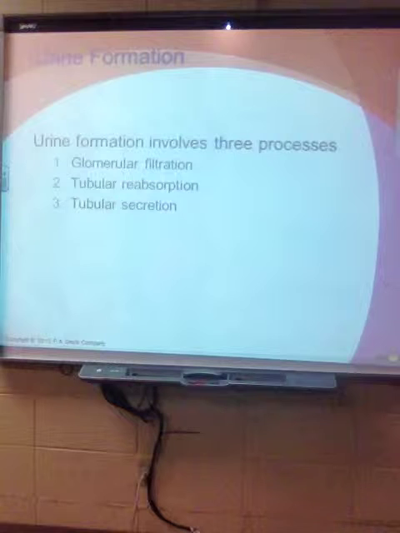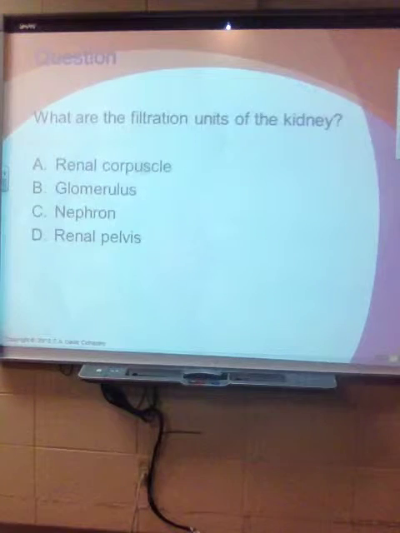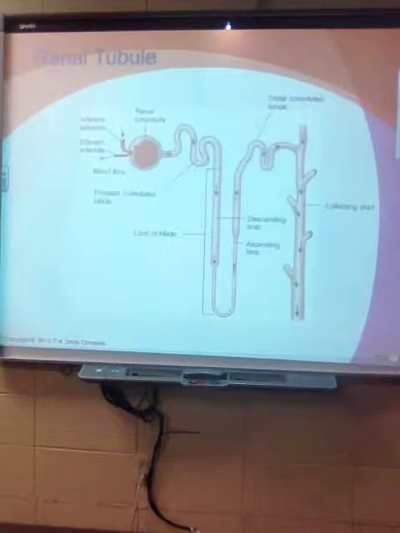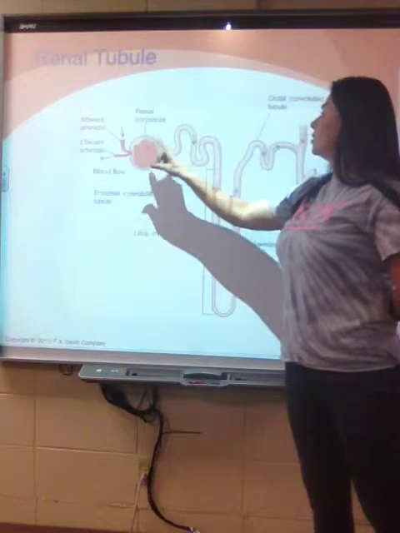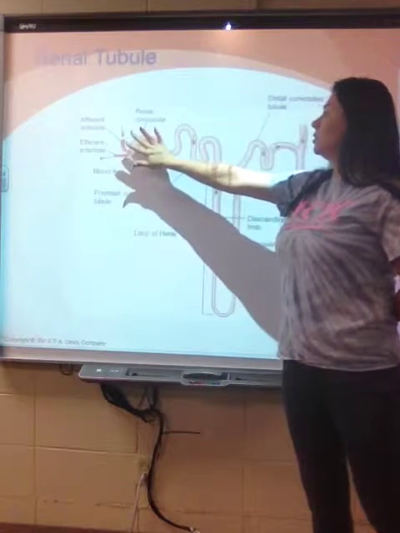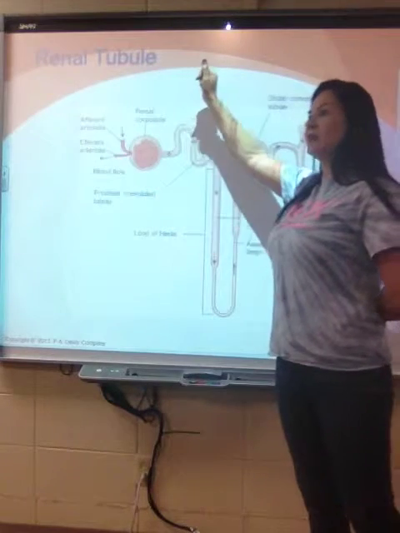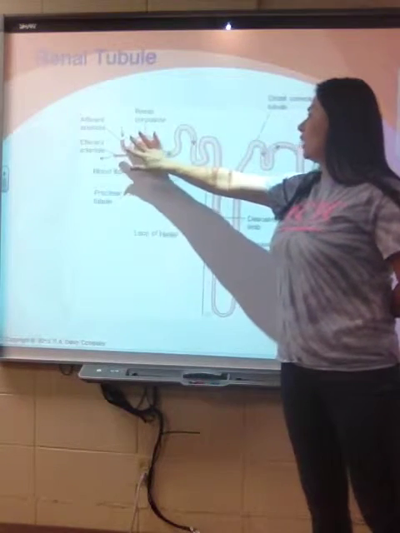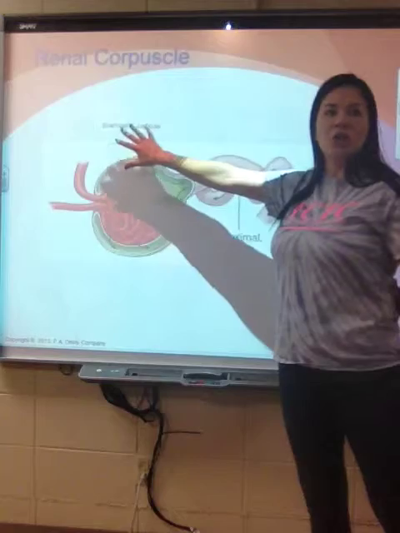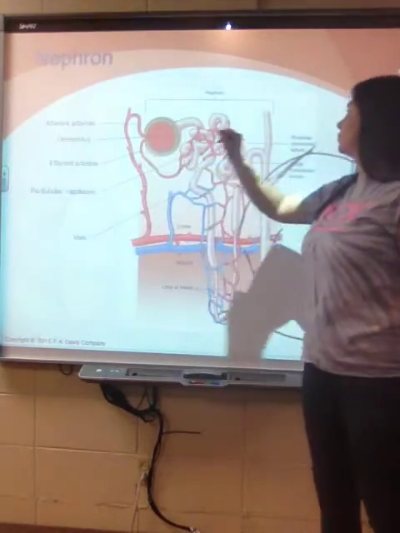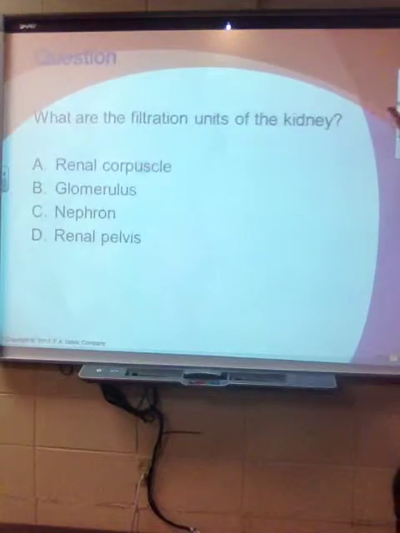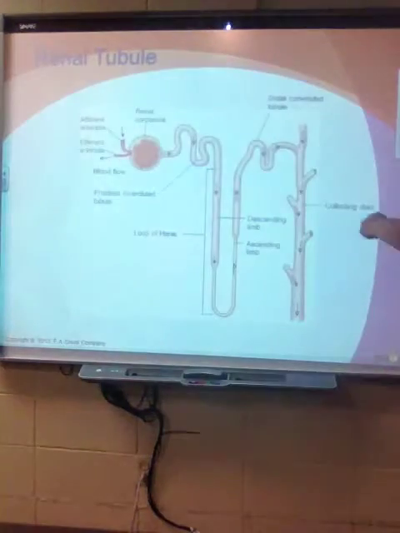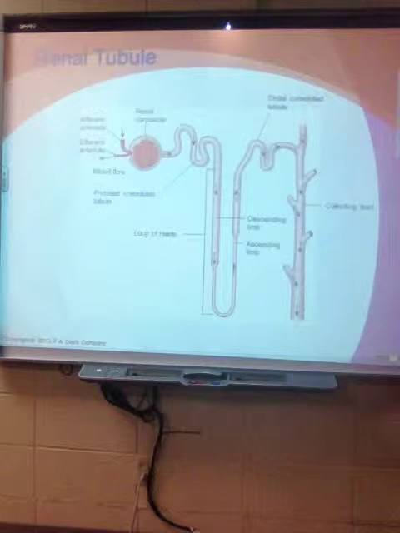Okay, glomerular filtration. So, glomerular filtration is where we're pulling out everything right here. So everything comes out, all the sodium, all the potassium, all the electrolytes, as well as sugar and tons of water come out right here. So then we have to do what's called tubular reabsorption.